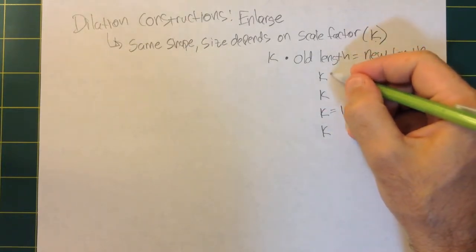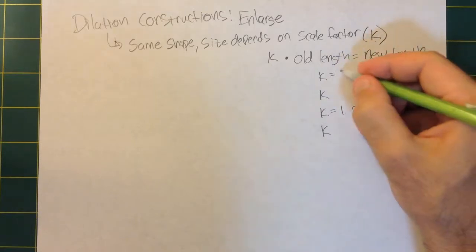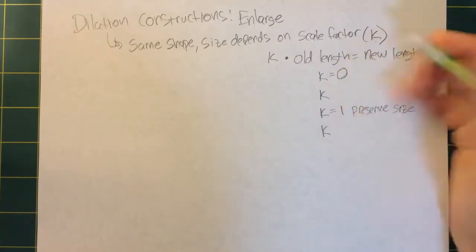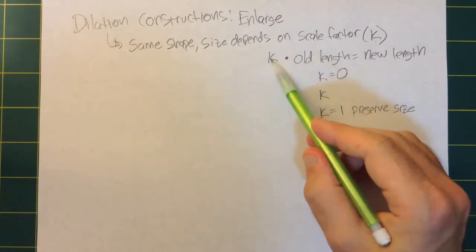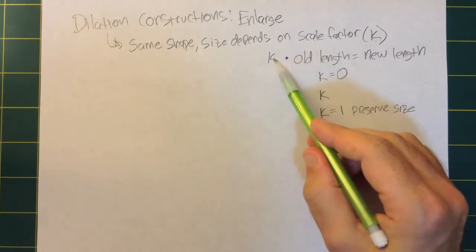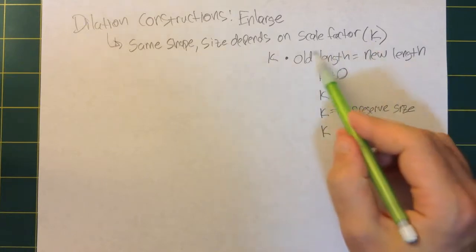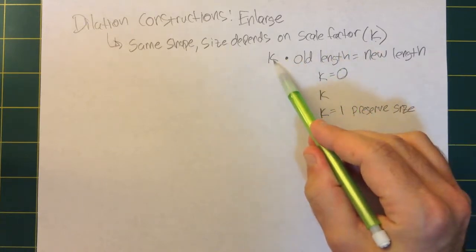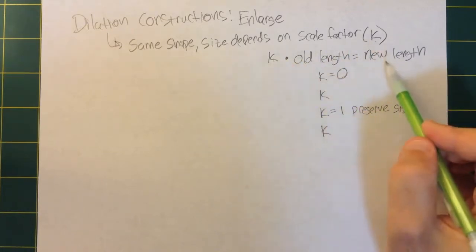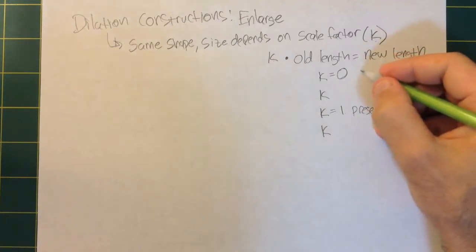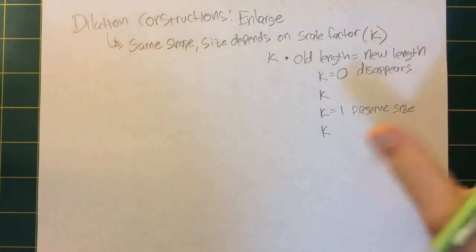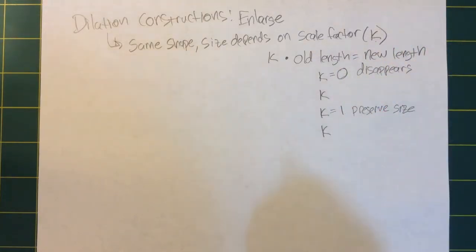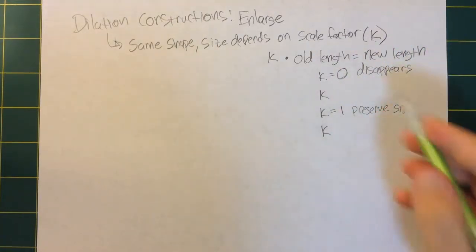The other number we might want to consider as an anchor point is what happens if the scale factor is 0. So if I have my original old length and I multiply it by the number 0, anything times 0 is going to give me 0. So whatever the old length is, if I scale it by a factor of 0, my new length is going to be 0 and my shape disappears. So it vanishes, it goes away into nothing, shrinks down into nothing.